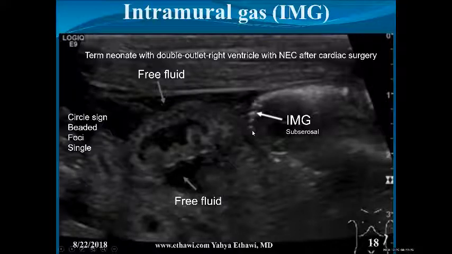Sometimes the intramural gas is very extensive, so it looks like a circle of increased echogenicity of the bowel. Sometimes you find it like a bead, like this. Sometimes you find it localized in one area, like a focal area, and sometimes you find only one dot. So they have different patterns of intramural gas: circular, the whole bowel; beaded, like a bead; focal or confluent in one area; and sometimes you find only one dot. Okay.